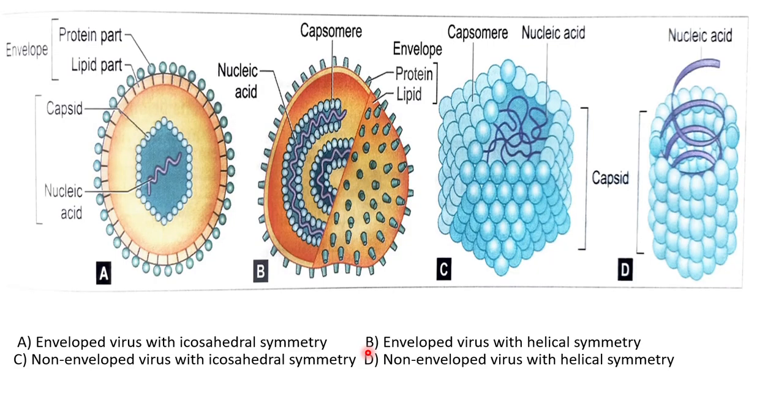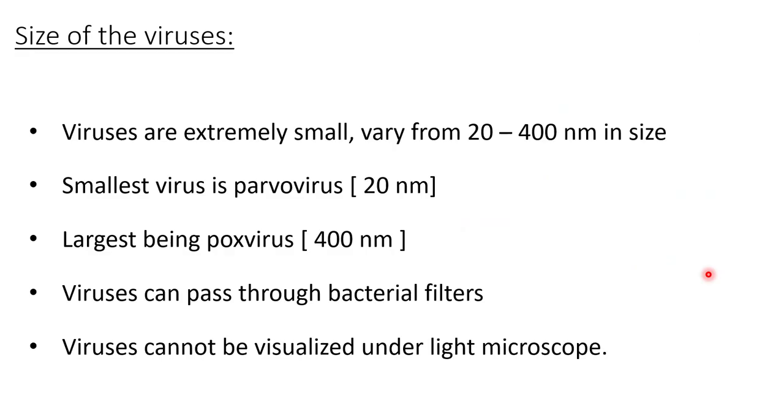So in this picture, you can see various types of symmetries of nucleocapsid. There are three types of symmetries, right? One is icosahedral symmetry. In this picture you can see the icosahedron shape of the nucleocapsid. The next one is helical symmetry. Here the nucleic acid and capsid are helically coiled. And the third type is complex symmetry, which doesn't have a proper type of symmetry, it is complex.